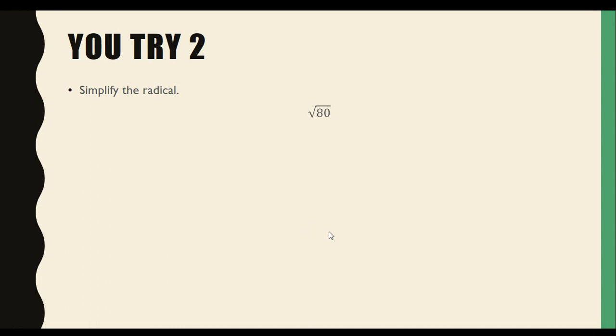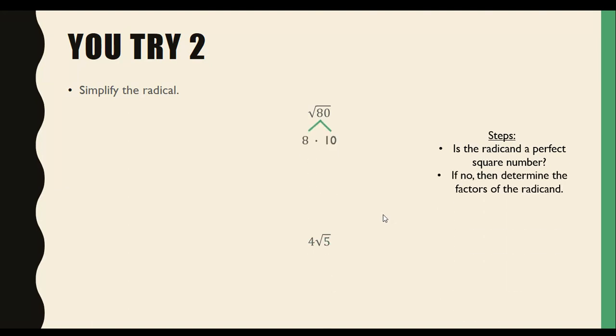Simplify the radical, the square root of 80. You should have got the answer 4 square root 5. Okay, so your first question is the radicand a perfect square number? No, 80 is not a perfect square, so we're going to have to break it into its factors. Let's say you went with the factors 8 and 10. Again, there's other factors. Regardless, you should still come to the same final conclusion for square root of 5.